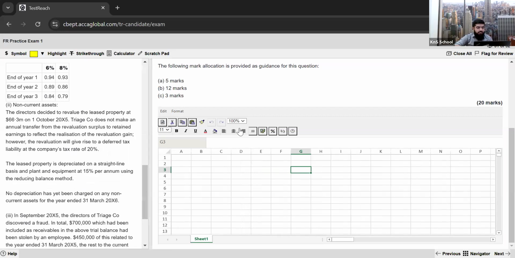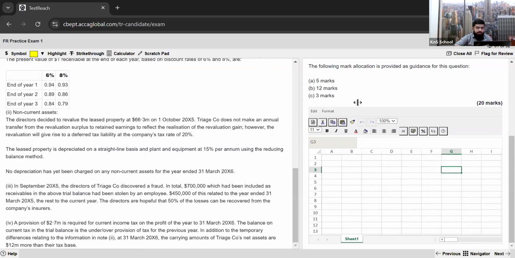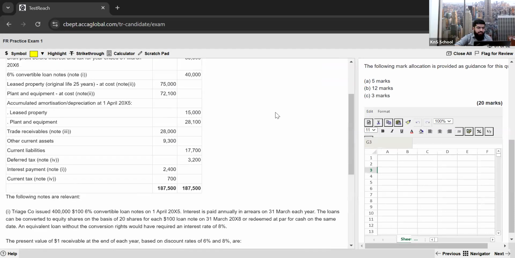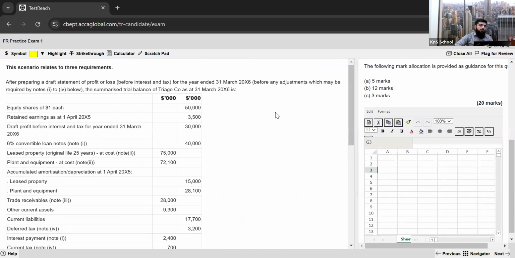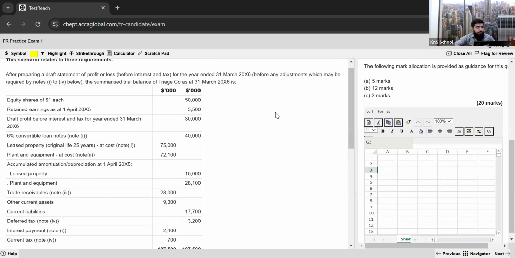Now, first of all, let's read out the question. Let me drag the question area so that I can read it very comfortably. This is the question from your ACCA practice platform, and this is basically FR practice exam 1. You can definitely solve it. You can definitely open the file on your PCs or on your laptops. So this is the file.